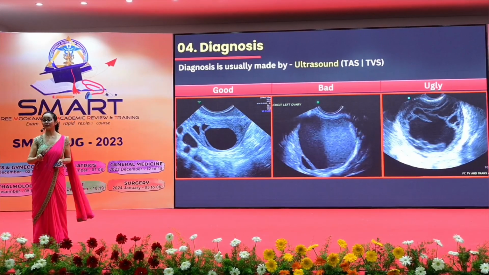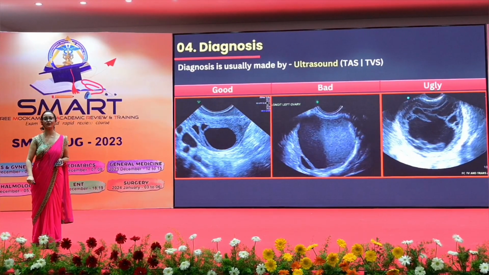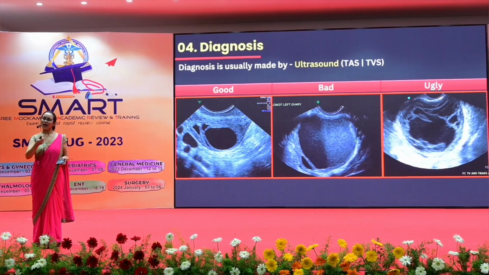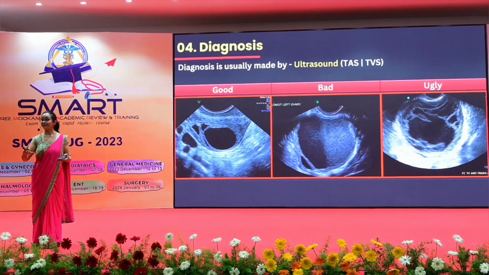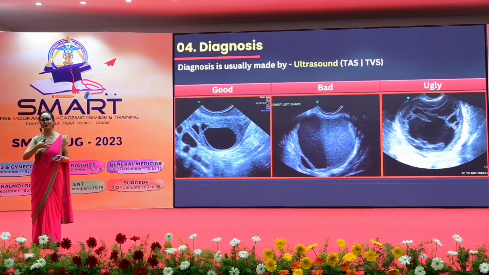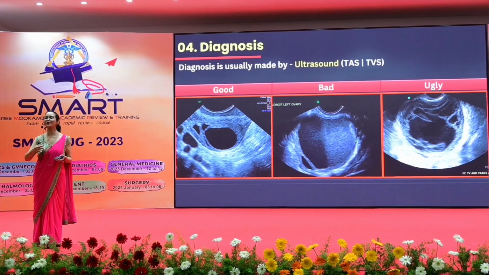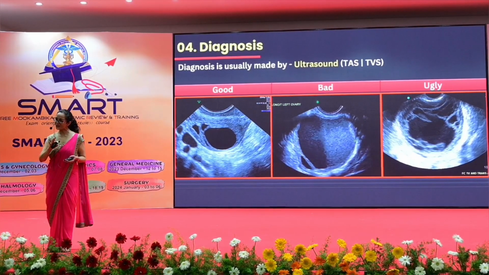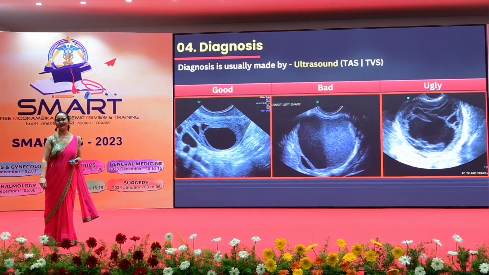So how do we differentiate in ultrasound? First view of ultrasound, we see whether it is good, bad or ugly. Okay, ugly masses are malignancies. Good masses are normal follicular cyst or some kind of normal cyst which do not require any treatment. Good people, so you behave like good students, we will treat you nicely, okay? So first thing, it does not require anything.